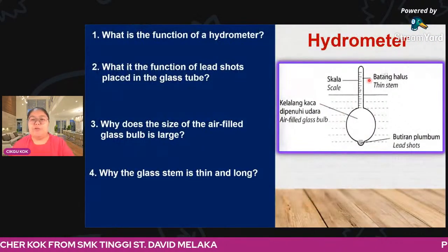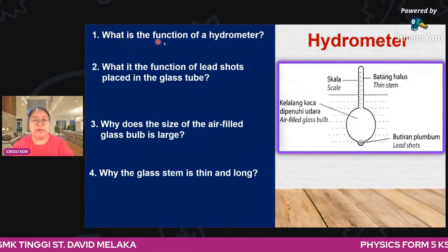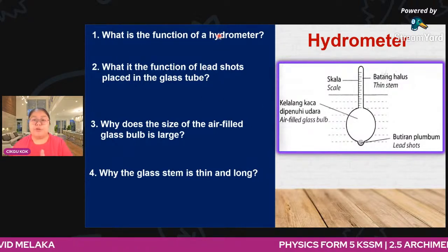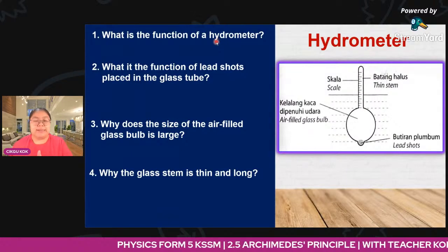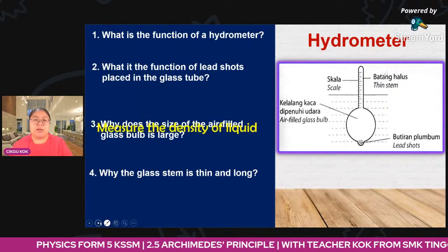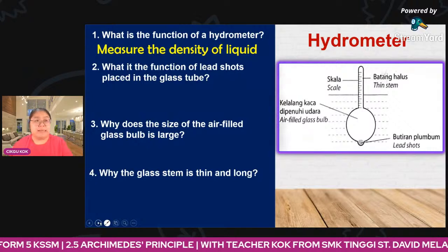Okay, now hydrometer. First one, what's the function of the hydrometer? Just now we showed you already. The hydrometer is used to measure the density of the liquid. So from here, the answer is to measure the density of the liquid.